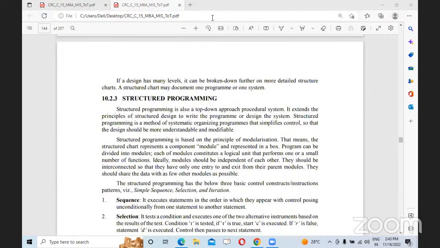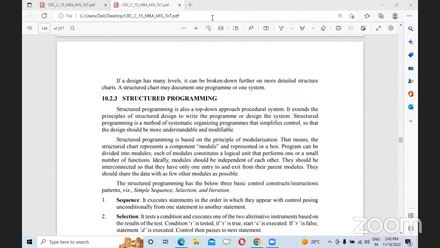Next point relates to structured programming. Structured programming is also a top-down approach, a procedural system. It extends the principles of structured design to write programs or design the system. Structured programming is a method of systematically organizing programs that simplifies control so that the design is more understandable and modifiable. Structured programming is based on the principle of modularization.